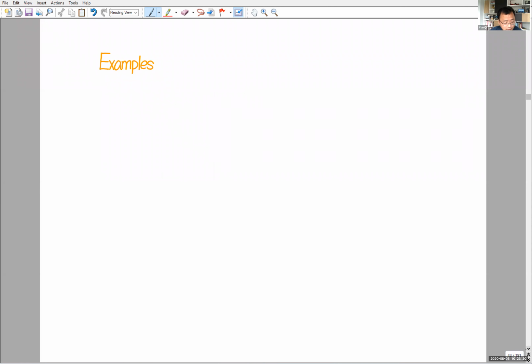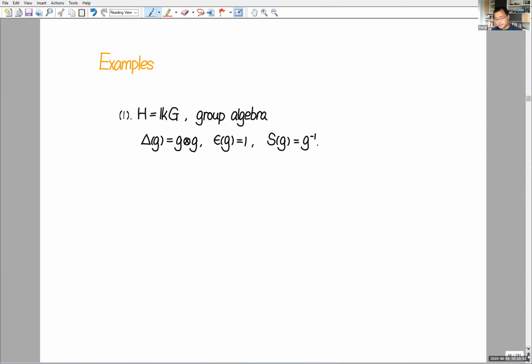So before we take a break, maybe Ben said we need to take a break after 25 minutes. So before we take a break, let's look at some basic examples of Hopf algebras. So first off, of course, to study representation theory of finite groups, you linearize to make a group algebra. So it becomes an algebra that's associative.